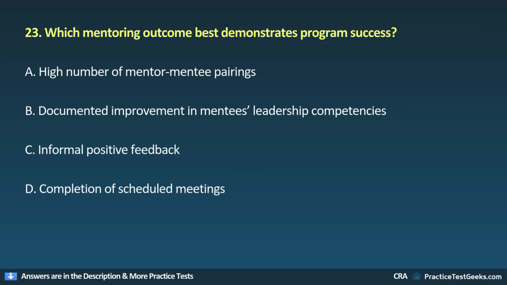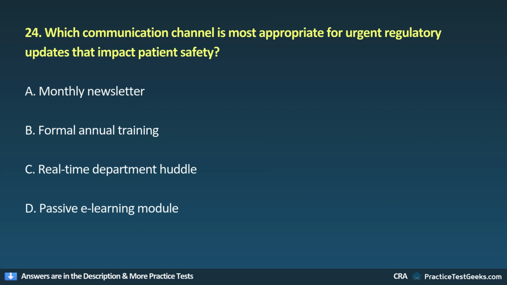23. Which mentoring outcome best demonstrates program success? A. High number of mentor-mentee pairings. B. Documented improvement in mentees' leadership competencies. C. Informal positive feedback. D. Completion of scheduled meetings.